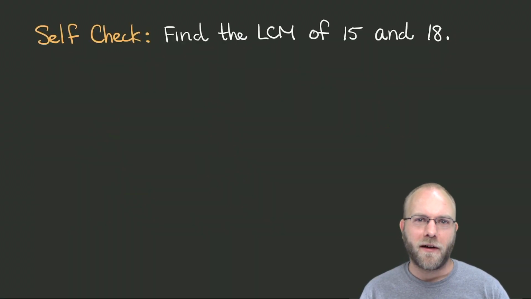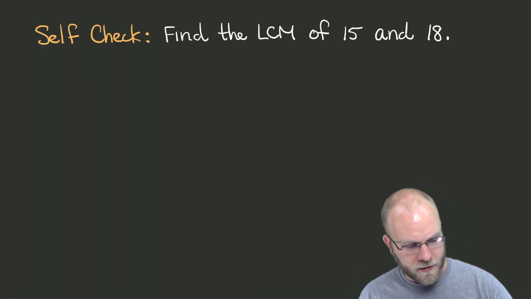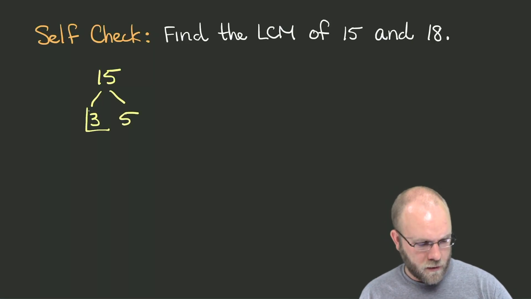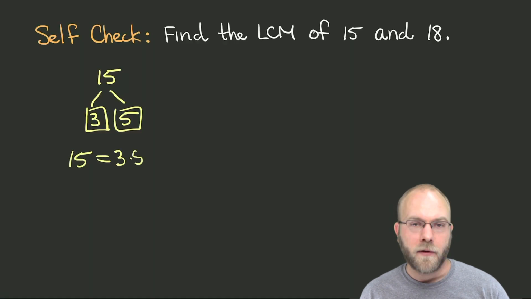Let's do a self-check. Pause the video and work this one out on your own, and then come back and check your answer. To begin finding the least common multiple of 15 and 18, we're going to factor both of these numbers. 15 factors as 3 times 5, and those are both prime numbers already, and so the prime factorization of 15 is just 3 times 5.